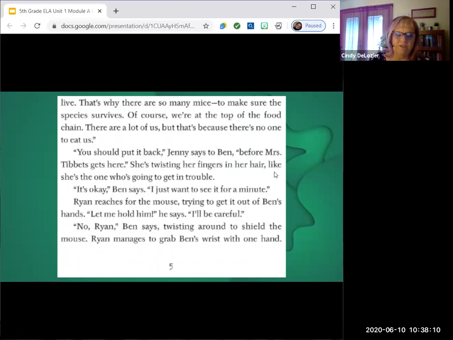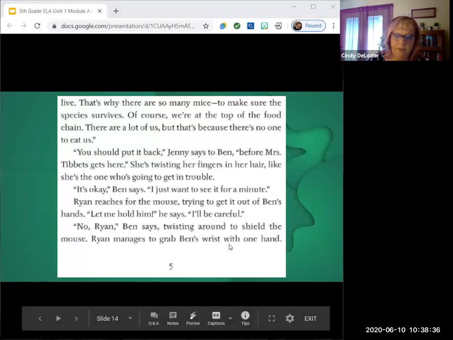You should put it back, Jenny says to Ben, before Mrs. Tibbets gets here. She's twisting her fingers in her hair like she's the one who's going to be in trouble. It's okay, Ben says. I just want to see it for a minute. Ryan reaches for the mouse, trying to get it out of Ben's hands. Let me hold him, he says. I'll be careful. No, Ryan, Ben says, twisting around to shield the mouse. Ryan manages to grab Ben's wrist with one hand.